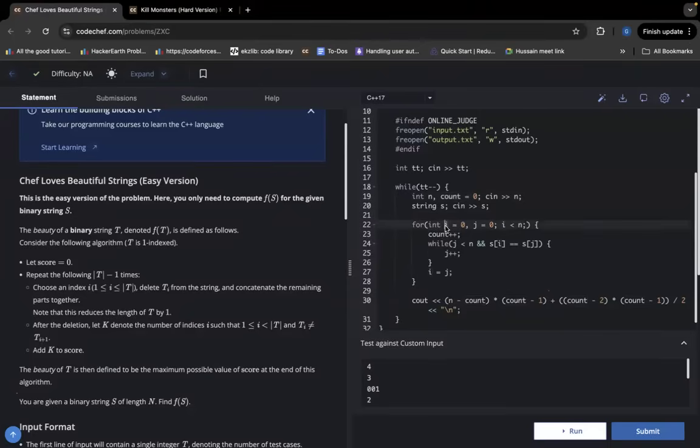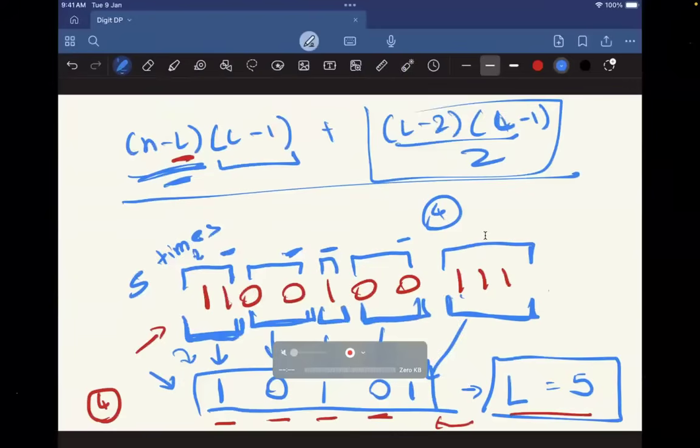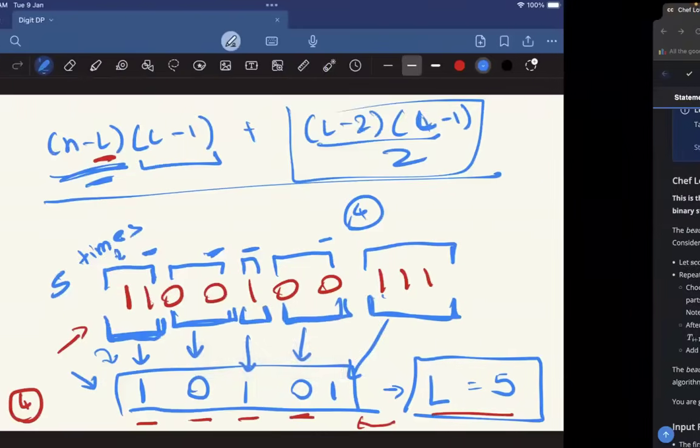What am I trying to do? Initially, my i is at 0, my j is at 0, and i is smaller than n. I do count plus plus, stating that I got one block. Yes or no, guys? I'm starting at a particular block. I am starting here, so I'm just doing count plus plus right now.